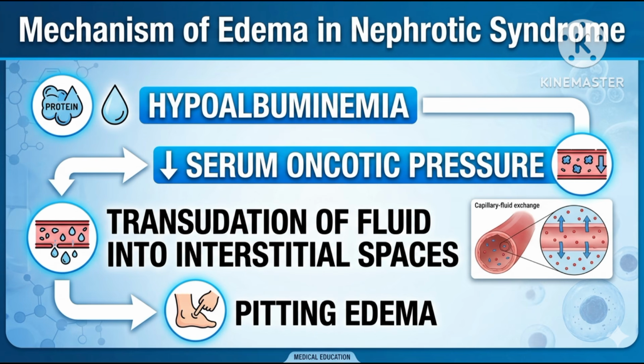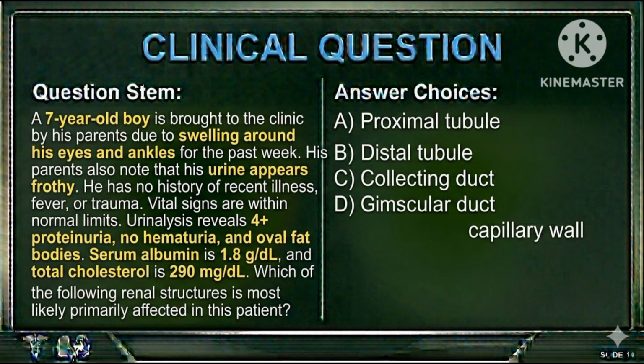Read this question stem. 7-year-old boy, swelling around his eyes and ankles. Urine appears frothy. Urine analysis reveals proteinuria. Serum albumin is low. Total cholesterol is high. This is nephrotic syndrome. Which of the following renal structure is most likely affected in this patient?